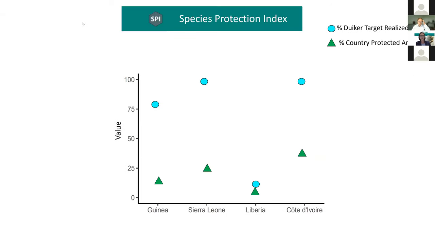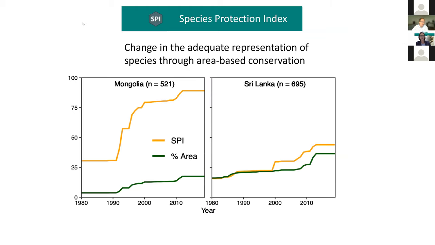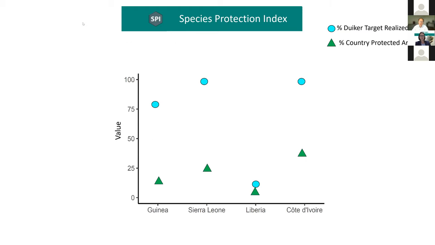We can repeat this exercise for thousands and thousands of species, and then arrive at the average value across species. And that's what I'm showing here. So here, the species protection index is given by the average value of all the species for which we could conduct the same assessment as for the duiker. Again, for Côte d'Ivoire there would be 700-800. For Guinea, it would be about 700 species for which we're able to do that currently, with more species being added as we advance this modeling effort.